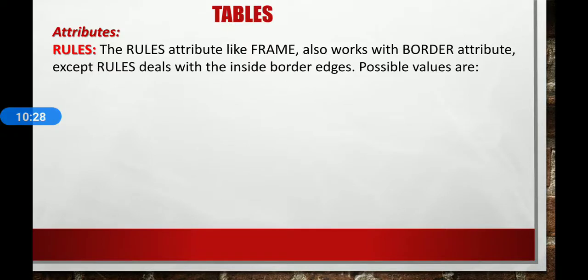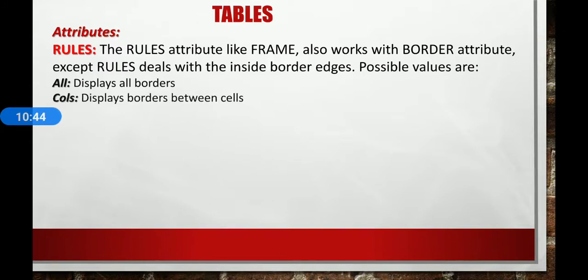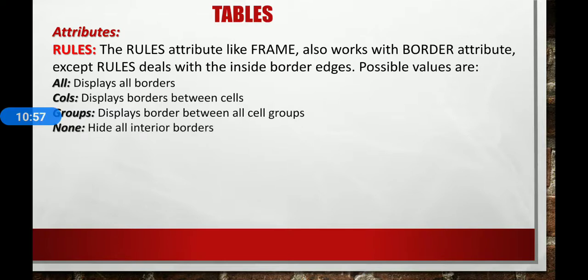Then rules. The rules attribute, like frame, also works with the border attribute, except rules deals with the inside border edges. The possible values are all. It displays all the borders. Then cols, it displays only the border between cells. Groups, it displays border between all cell groups. And then none, it hides all the interior borders. Rows, displays border between rows only.